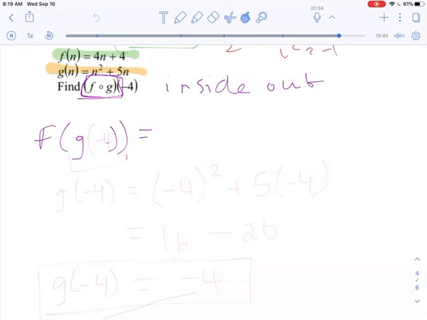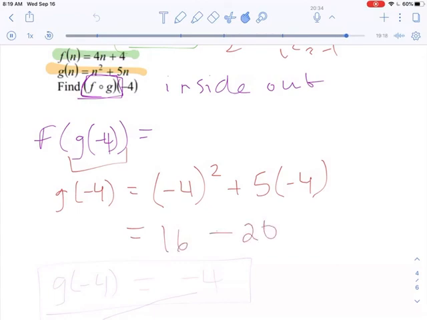And actually, we're not going to put x there, are we? We are going to put negative 4. So inside out method, I'm going to start with the inside. So I need to find the g of negative 4. All right, g is n squared plus 5n. So where I see an n, I'm going to put a negative 4 instead. All right, and then just solve. So negative 4 squared is 16 minus 20, because 5 times negative 4 gives me a negative 20. And I actually, ironically, get negative 4 again.